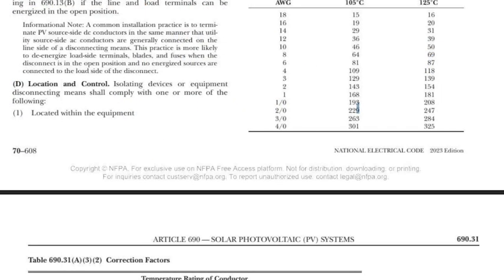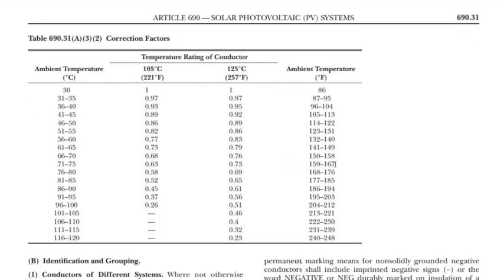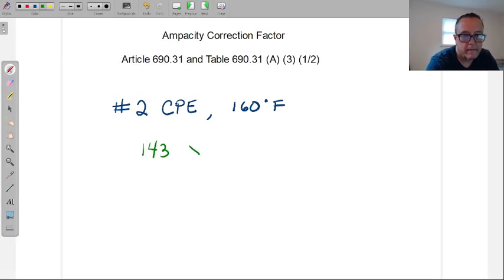All right, just to come over here, make sure, you know, the other thing that you can forget, number 2 is not too hot. So number 2, CPE was the insulation type. Right, so 105 degree column, 143 amps is where we start at. Now the temperature I gave us was 160 Fahrenheit over here. However, don't pick 0.73 because the wire is a 105 degrees Celsius. CPE is 105, so very good picking the 0.63. And then yes, if you multiply 0.63, this is where you get 90.09 amps.